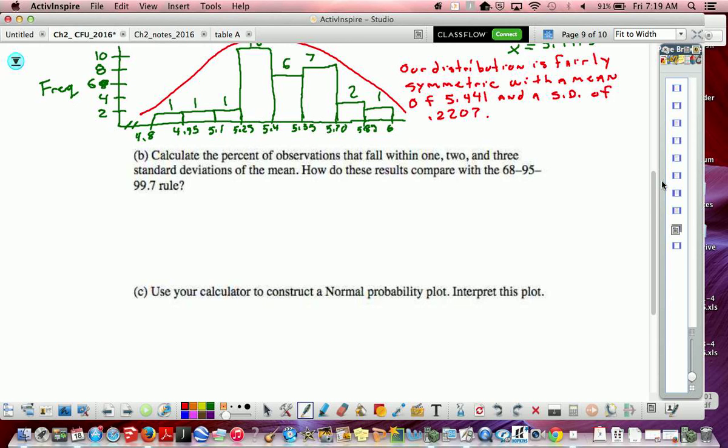B now says calculate the percent of observations that fall within 1, 2, and 3 standard deviations of the mean. How do these results compare to the 68, 95, 99.7 rule? So we want to start off by looking at within 1 standard deviation. So what we're basically going to do is 5.441 plus or minus 0.2207. So I'm adding and subtracting that interval.